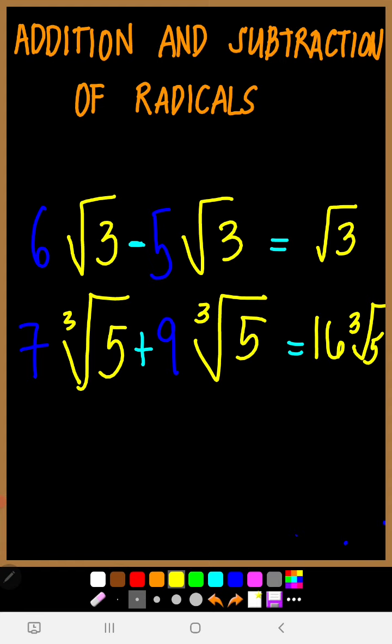So, in short, pwede mo lang pagsamahin yung mga radicals o pwede mong ibawas or idagdag yung mga radicals na parehas ng index. Okay? Parehas ng index tsaka parehas ng base. Okay po?